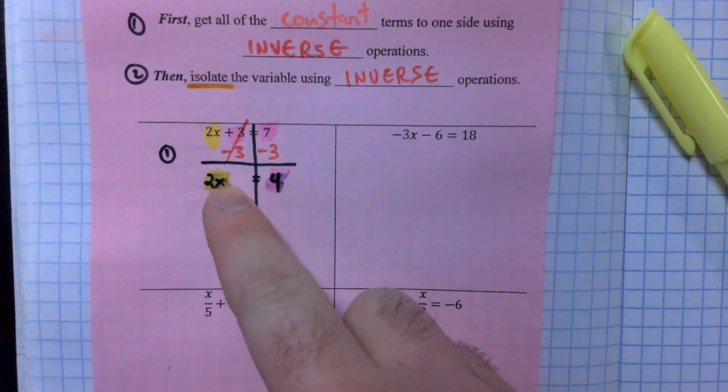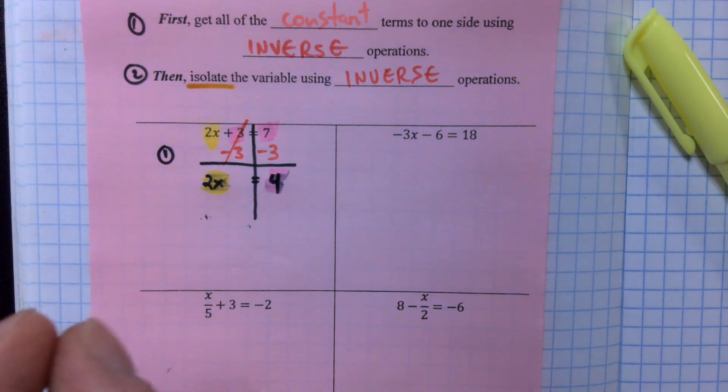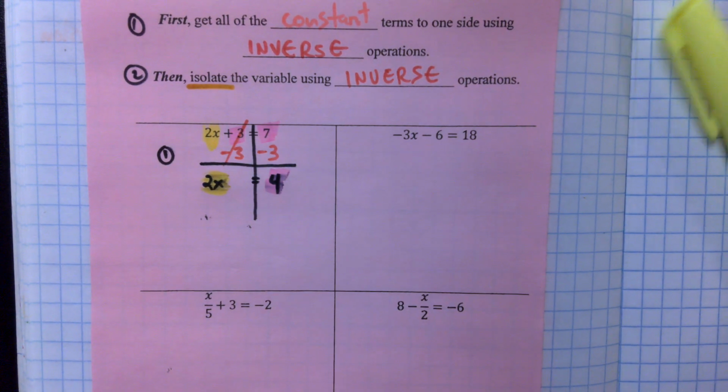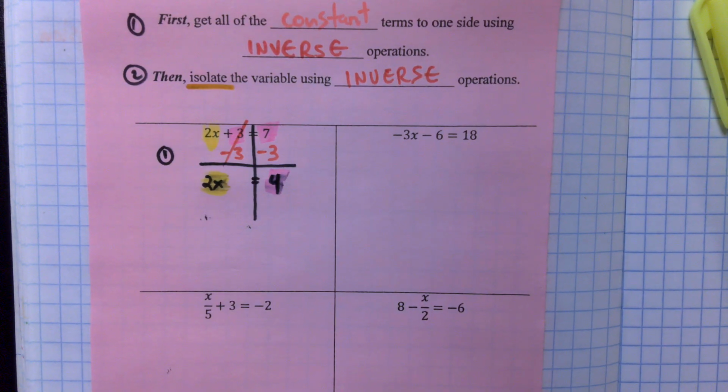Well, how can I get x all by itself here? Hakeem? You got this one. How can I get x all by itself? What do I need to do to get rid of that 2? Divide. Exactly. Great job.